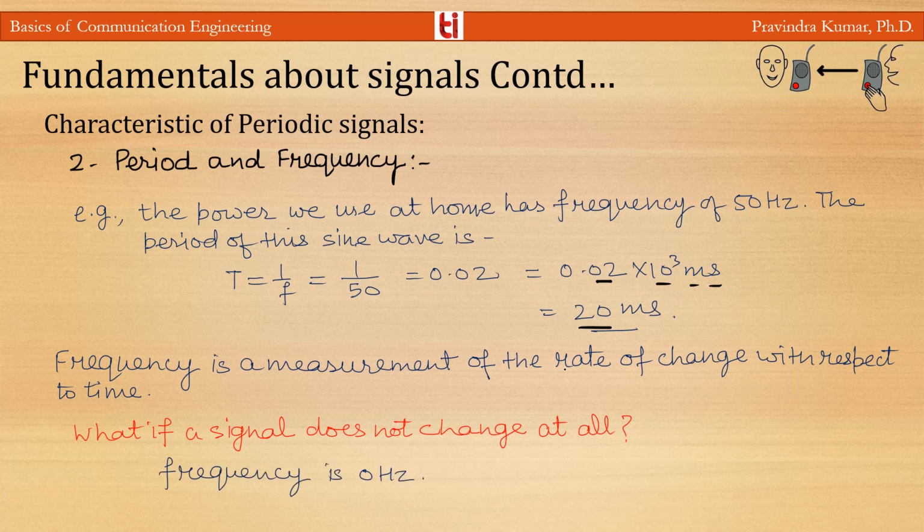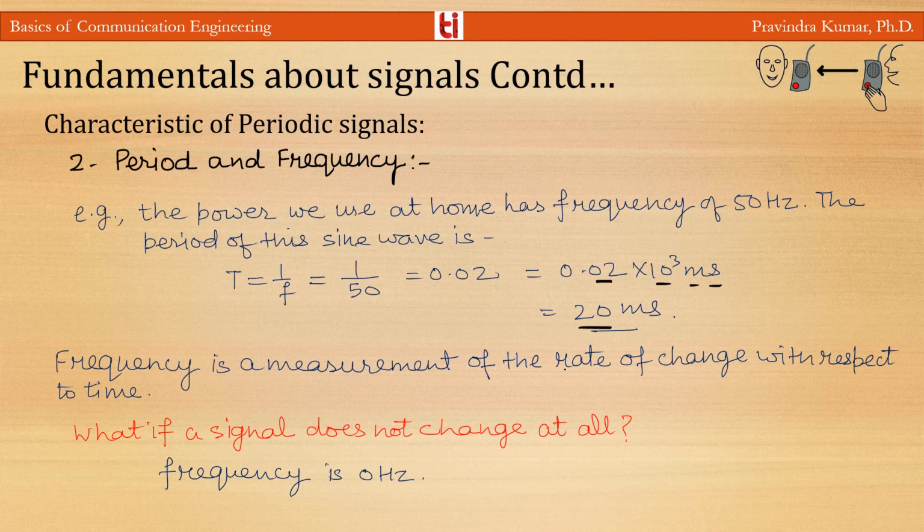What if a signal does not change at all? What if it maintains a constant voltage level for the entire time it is active? In such a case, the signal never completes a cycle. That is, the frequency is 0 hertz. So if the signal does not change at all, its frequency is 0.